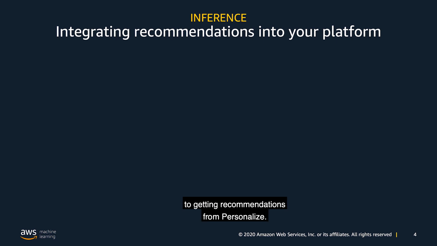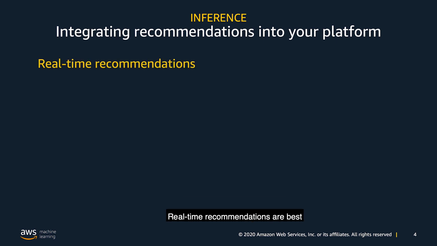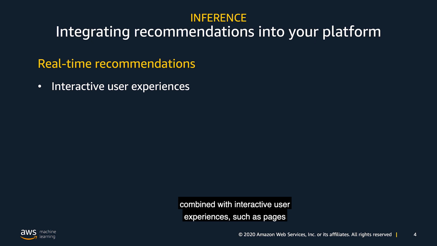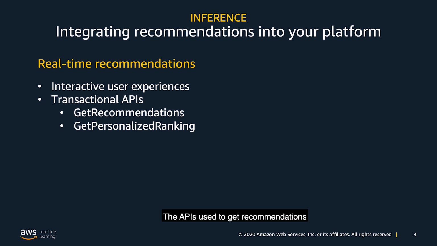There are 2 general approaches to getting recommendations from Personalize. Real-time recommendations are best combined with interactive user experiences, such as pages on your website or views in your mobile application, where users are browsing and interacting with content. The APIs used to get recommendations in real time are transactional in nature, meaning they're typically called in response to some sort of user activity in your application. There are 2 real-time APIs: GetRecommendations and GetPersonalizedRanking. The one you call depends on the underlying use case and the recipe that you chose for that use case. We will go into more detail on these APIs in this episode.